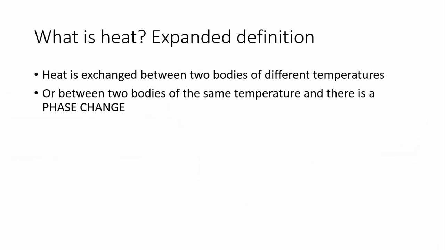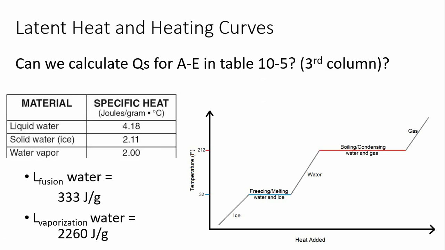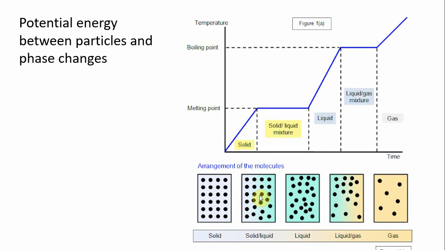And so when we think about these phase changes, we have to define and expand what heat is. So heat is exchanged between two bodies of different temperatures until thermal equilibrium is reached, or between two bodies of the same temperature when there is a phase change. So again, heat is added here, but with no temperature change, we are instead going through that phase change. And so this all has to do with how these particles, these molecules, are interacting in each stage.